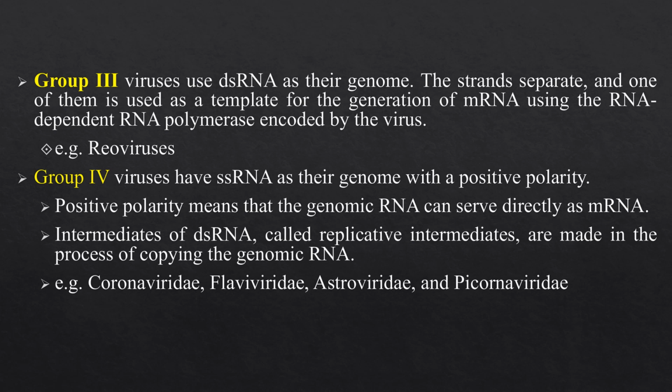Group 3 viruses use double-stranded RNA as their genome. The strands separate and one of them is used as the template for the generation of mRNA using the RNA-dependent RNA polymerase encoded by the virus. Example, reovirus. Group 4 viruses have single-stranded RNA as their genome with positive polarity. Positive polarity means that the genomic RNA can serve directly as an mRNA. Intermediates of dsRNA, called replicative intermediates, are made in the process of copying the genomic RNA. Examples are coronaviridae, flaviviridae, astroviridae, picornaviridae.